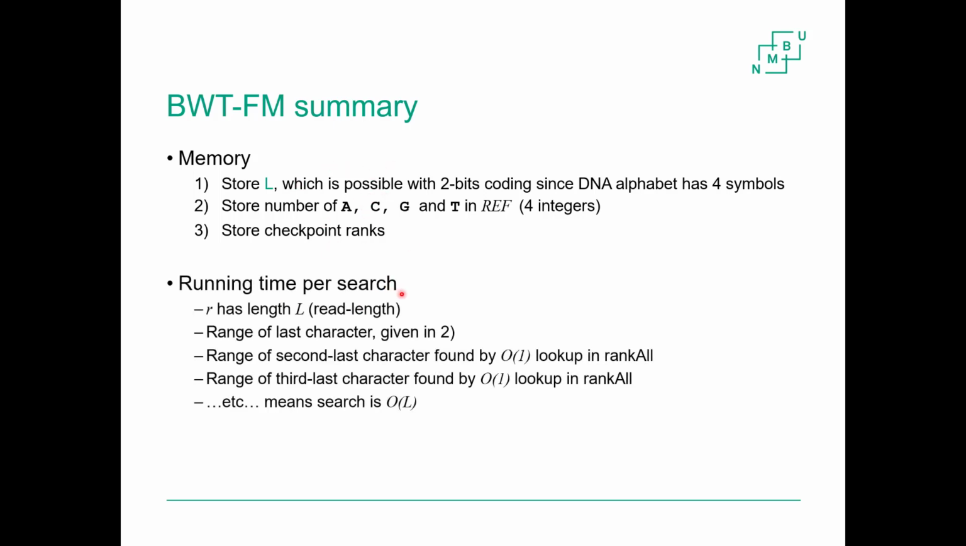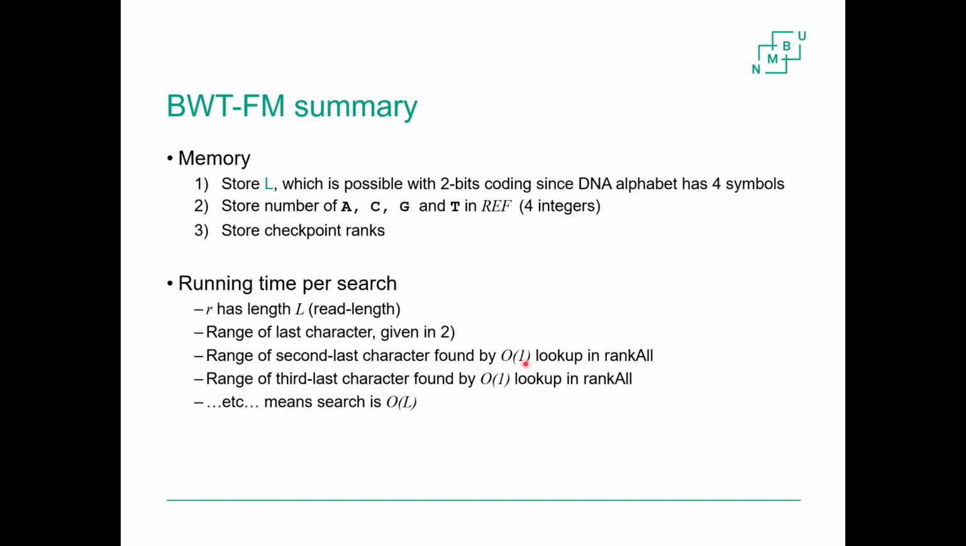And the running time, if R is the read has length L, capital L, then the range of the last character is given by here, right? If the last character was a C, we know exactly where the C section starts and ends in the F, right? And then the range of the last character is found by a constant lookup in rank all. I mean, big O of 1, right?